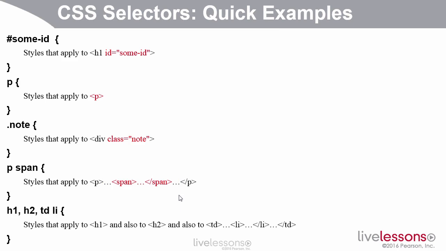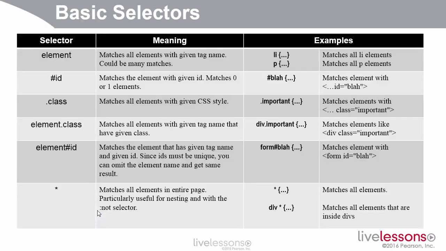So if I use h1, comma, h2, comma, td li, that means those styles apply to any h1 in the page. Those styles also apply to any h2 in the page. And those styles also apply to any li in the page that happens to be inside of a td. All right, so those are the most common. You have IDs, you have HTML elements, you have classes, you have nesting, and you have options with commas. But there are many more. So let's give a summary.